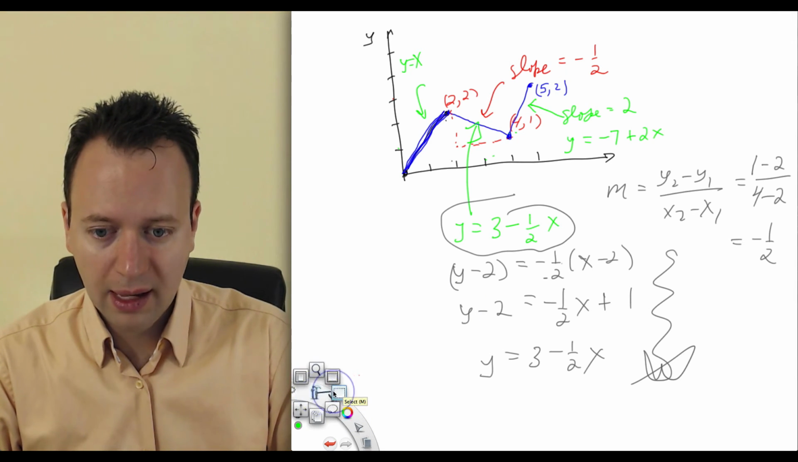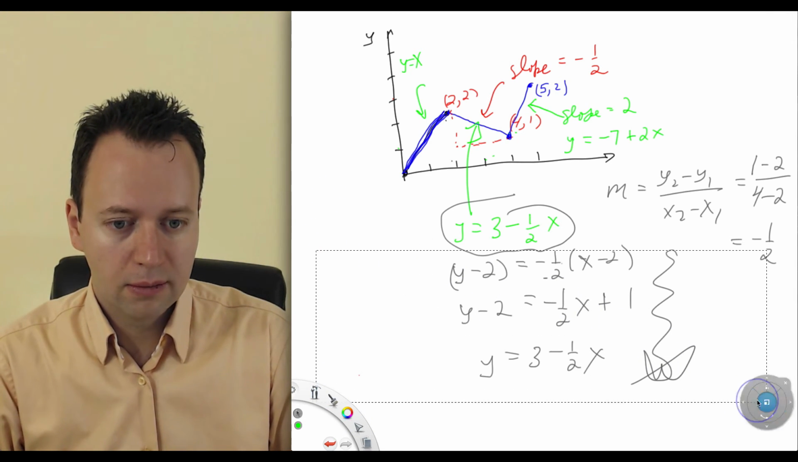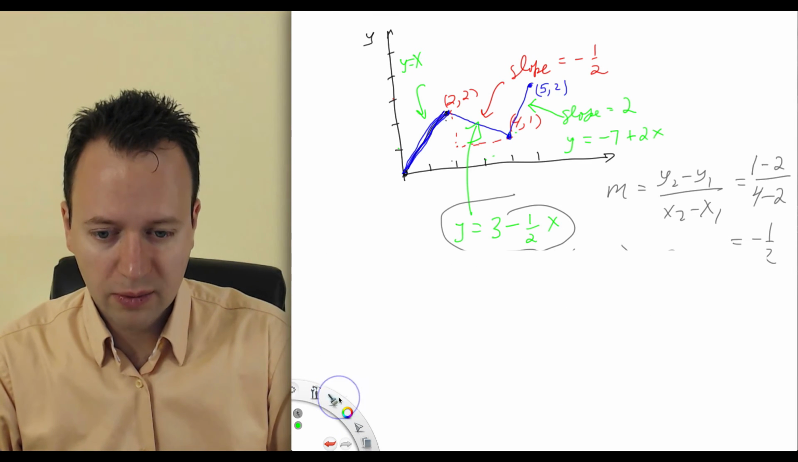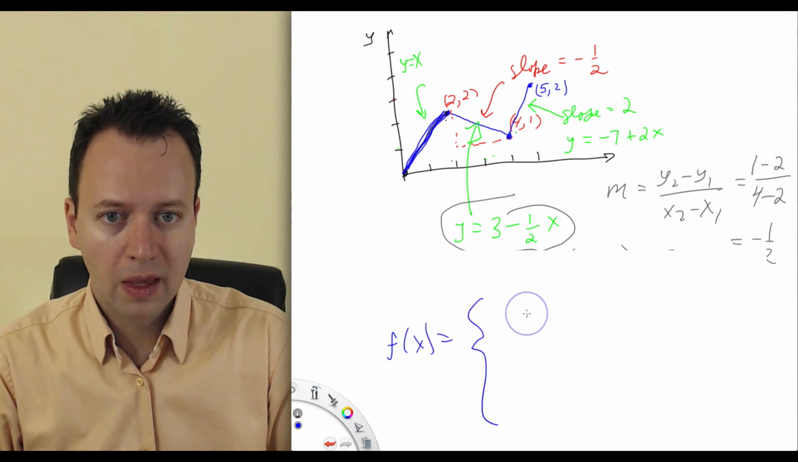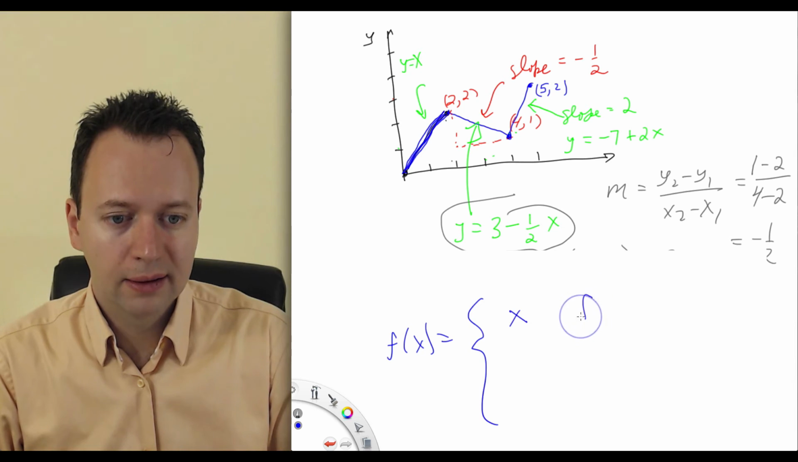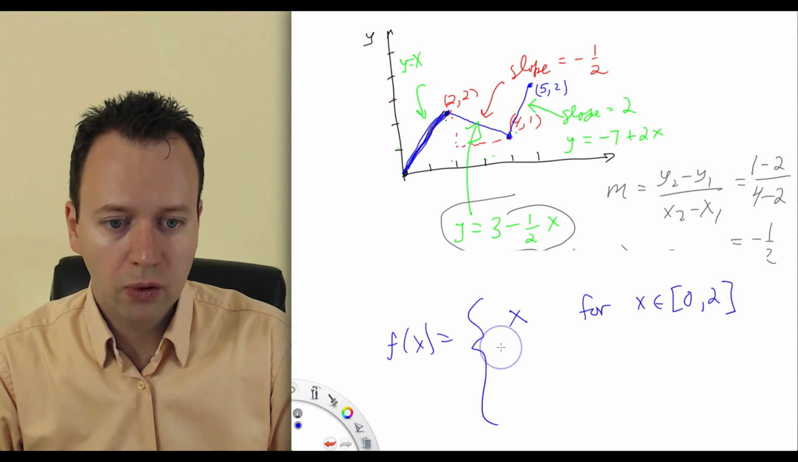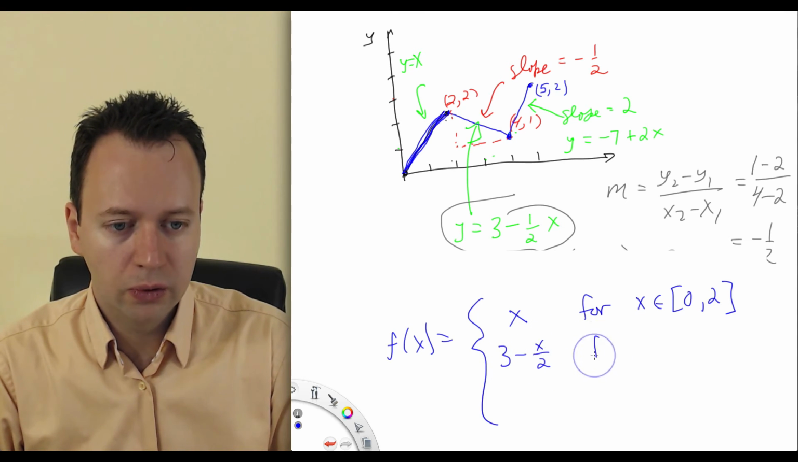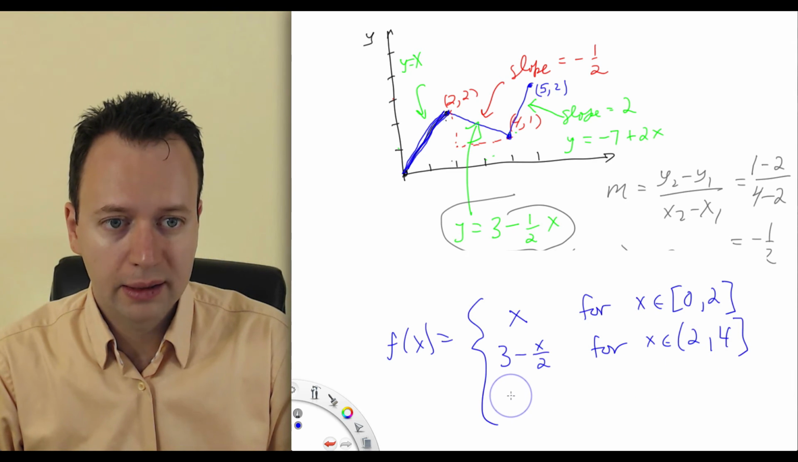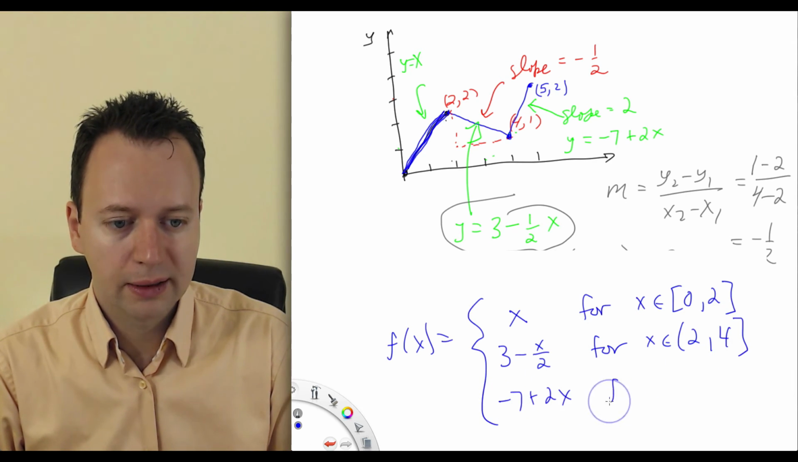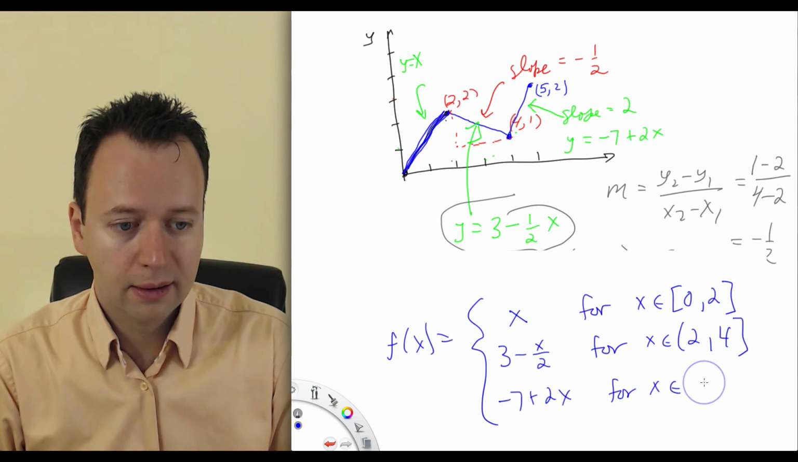So the whole thing together is going to be given by f of x. The first rule is just x, and this is for x in 0 to 2. And the second rule is 3 minus x over 2 for x in 2 to 4. And then the third rule is minus 7 plus 2x for x in 4 to 5.